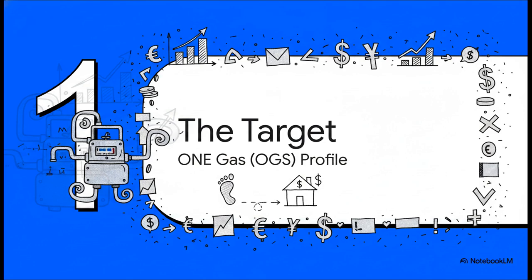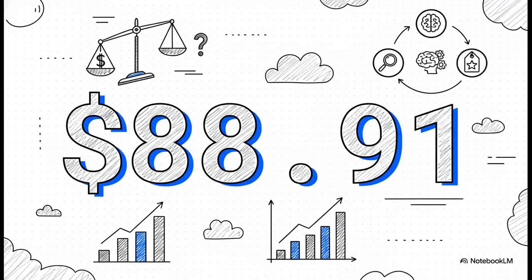Section 1. The target. Let's look at the one gas profile. Before we even attempt to value a business, we have to know its current footprint in the market. And here's the central mystery we're trying to solve today. One gas is currently trading at exactly $88.91 a share.